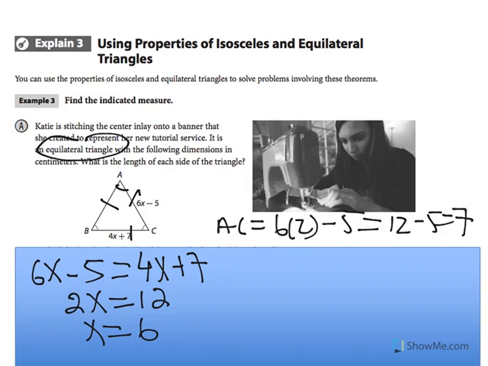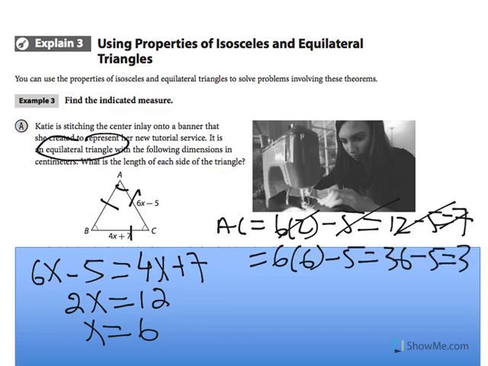I think I made a mistake. It's not 2 but 6. So let me redo this again. So we have 6 times 6 minus 5. So we have 36 minus 5. So it gives us 31. Okay, so let's check our side.